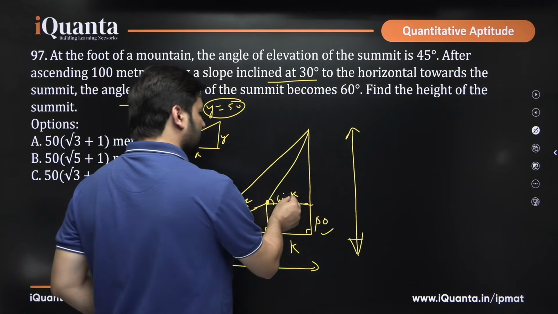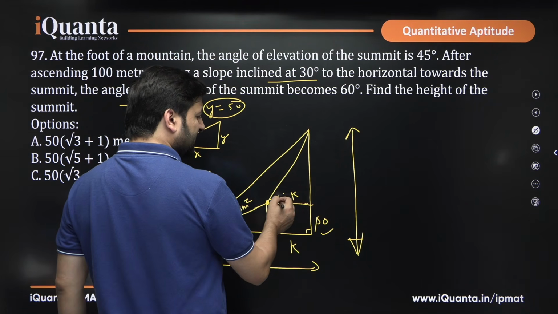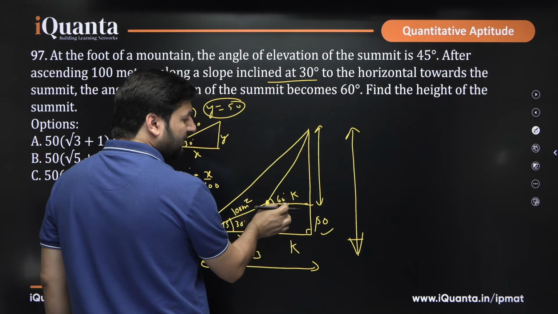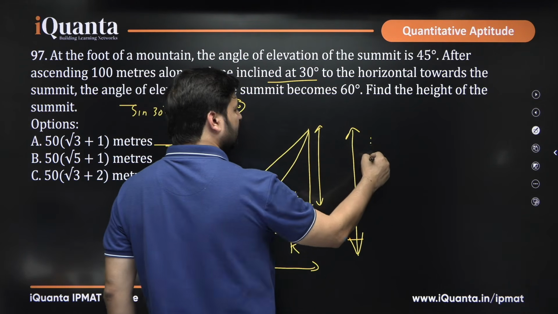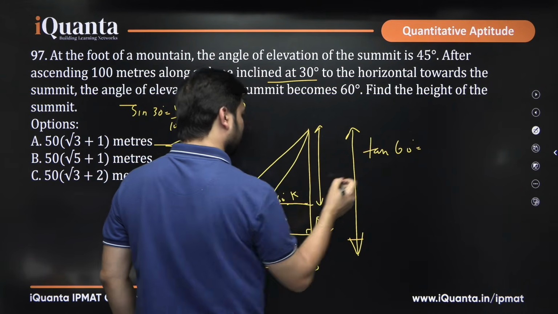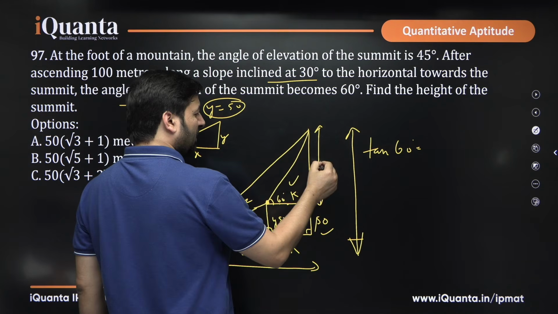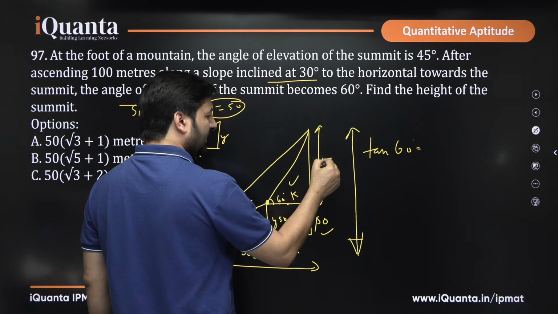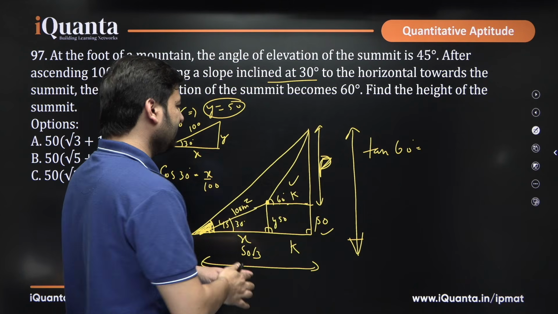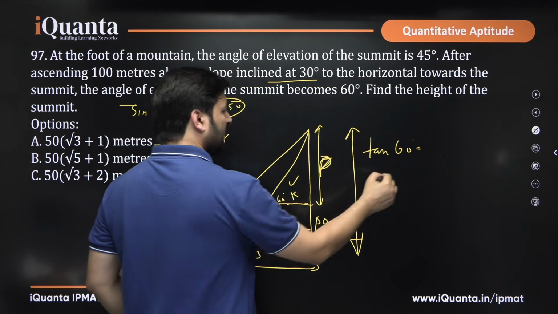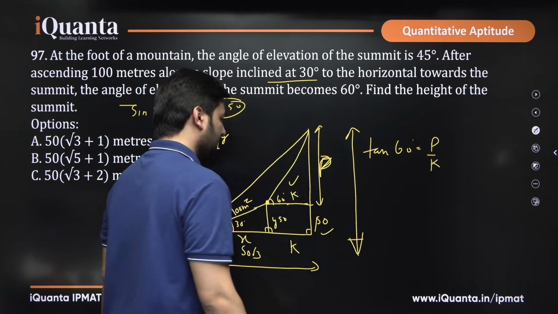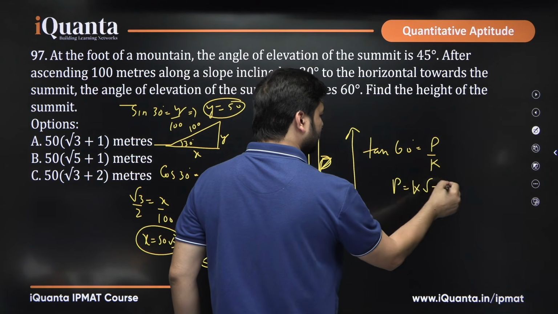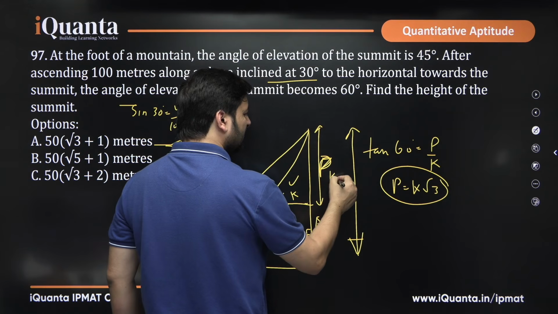But then what can you do here? You know that this is k, this is 60, you need this part, isn't it? This is base k, this is angle, you need the perpendicular. Can you use tan 60? If you use tan 60 over here in this triangle, say this is z, this is say p, tan 60 will be perpendicular upon base, that means p upon k. So, p will be k root 3 because tan 60 is root 3, that means this is k root 3.